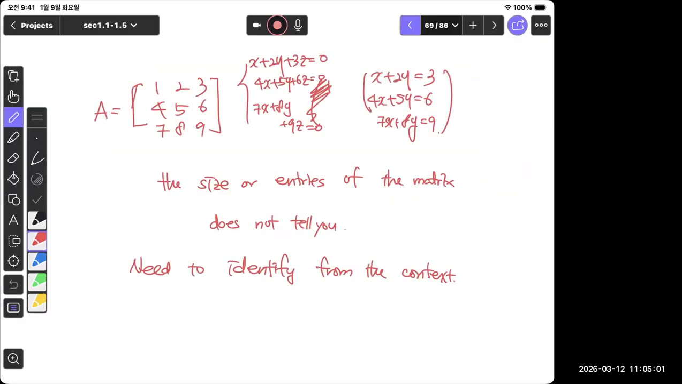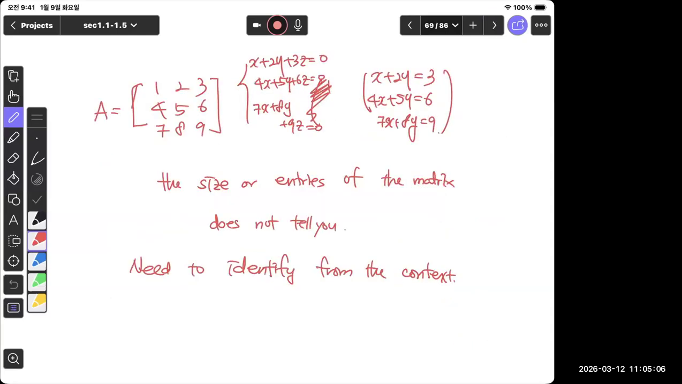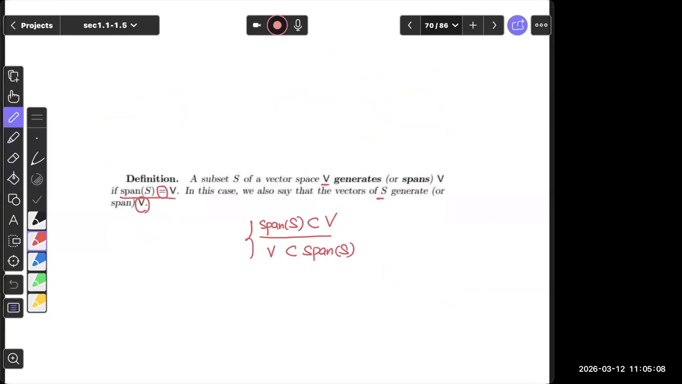That was the claim in this theorem. So the first part is easy. And for the second part, in order to show that R3 is a subset of the span, we need to show that any arbitrary element in V belongs to the span of S. That's what we need to show.